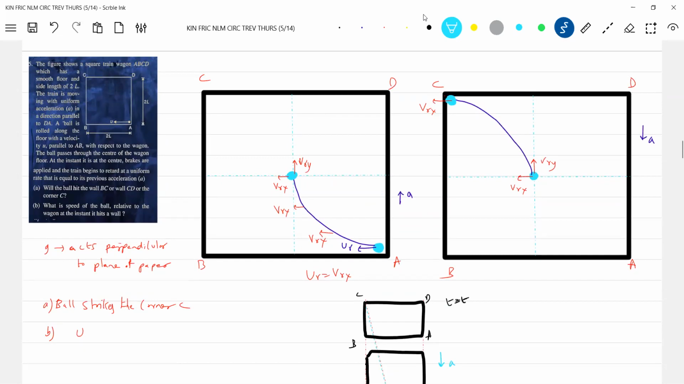Else it's not possible. Why? In the wagon's frame, the acceleration of the particle will be upward now, sir, which means the acceleration of the wagon should be downward. Sir, he gave acceleration parallel to dA, sir. So it will be downwards only.